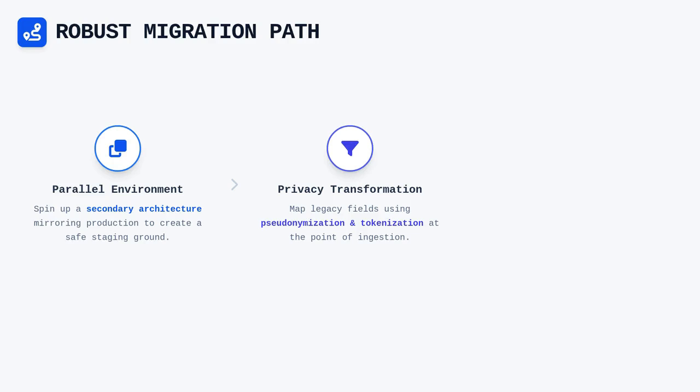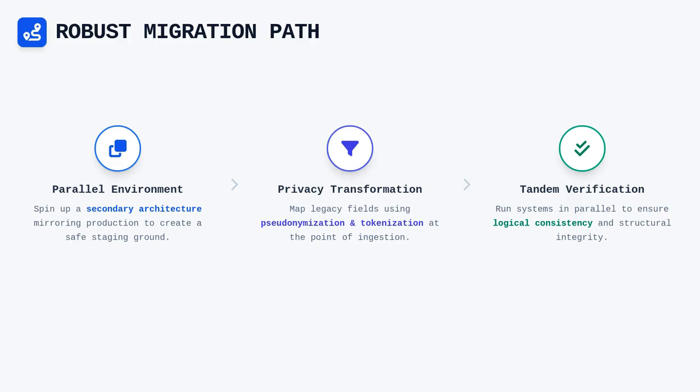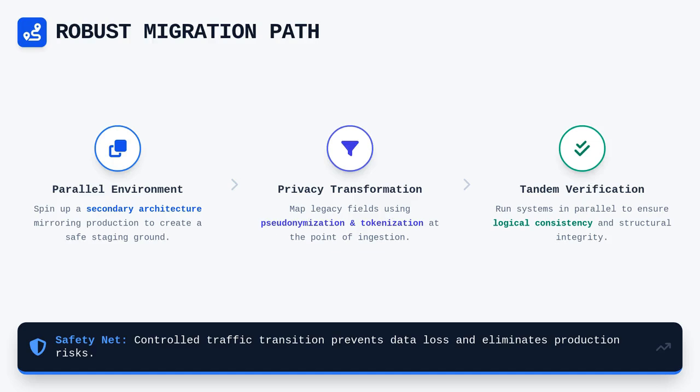This parallel approach allows for non-destructive testing, where you can run both systems in tandem to verify that the transformed data yields the same logical results. Only after you have validated the structural integrity and the application of correct privacy tags can you begin the controlled transition of traffic to the new environment. This process prevents the common pitfall of data loss during translation and gives you an explicit safety net if the reconciliation phase reveals inconsistencies.